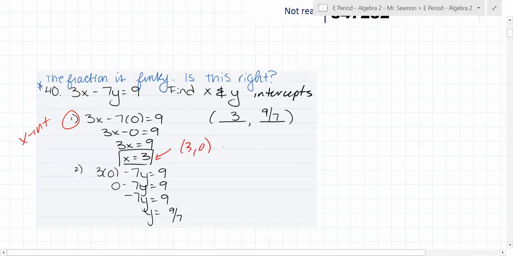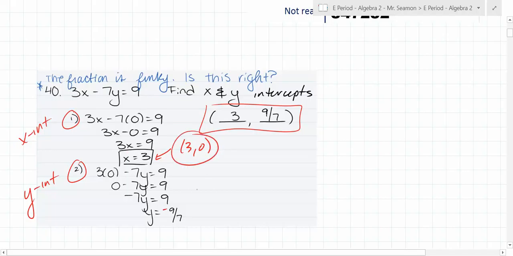That's 3, 0. So then over here, this one is the Y-intercept because you said X equal to 0. Negative 7, Y equals 9. Well, what did you forget there? Negative. Now, is this the proper way to write that? No, because the X-intercept is 3, 0. What's the Y-intercept going to be? X, no, 0, comma, negative what? Negative 9 over 7.